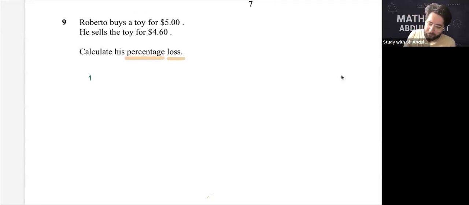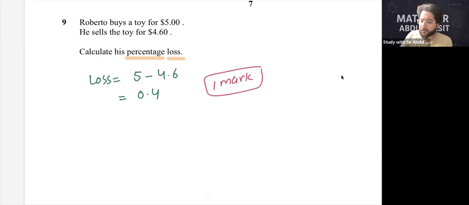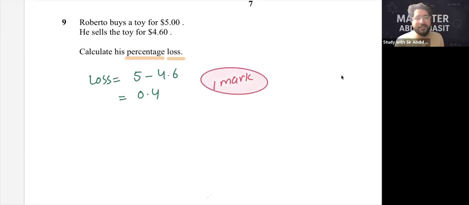Find loss. So loss is 5 minus 4.6. So 5 minus 4.6 is 0.4. So $0.4 is the loss. Guys, you will get 1 mark for finding loss only. ठीक है नहीं? Now it's time to calculate the percentage loss.